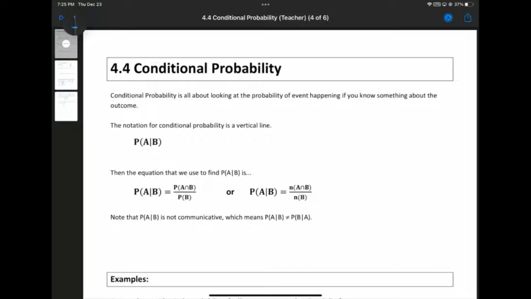Today we're going to talk about conditional probability, which really means what's the probability of something happening if you know information about the event that occurred. Whether that's important information or not important information may change our answer, but in many cases it will change what our answer is.